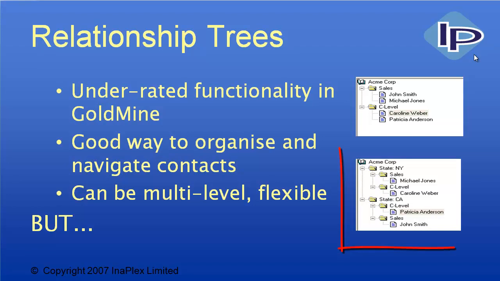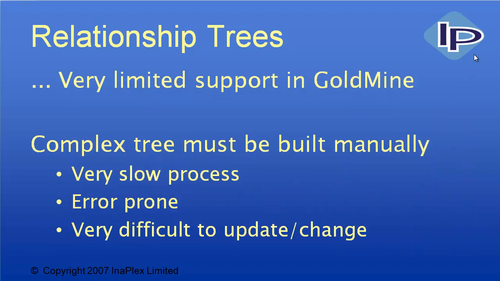We've got a slightly more complex example underneath that. We've got the company at the top and then we're splitting the divisions down within states. So we're showing the state of New York, state of California and then the divisions within that, which provides us with more information. The problem is that building that kind of multi-level tree can be very difficult inside GoldMine. GoldMine does provide very simple support for building single level trees, but no support for building more complex structures such as the ones we're more likely to want.